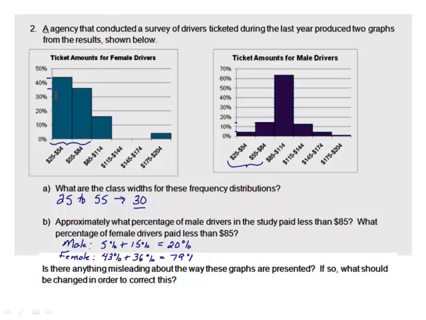Now the last question asks if there's anything misleading about the way the two graphs are presented, and if so, what should be changed in order to correct this. If you look at the two scales, the one for the female drivers only goes up to 50%, but the one for male drivers goes up to 70%. So since they don't have the same vertical scales, that would be misleading. It makes it look like the frequencies for the male drivers are about the same as for the female drivers, which is not the case.